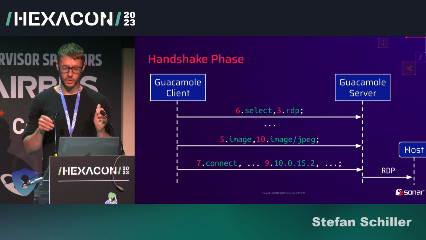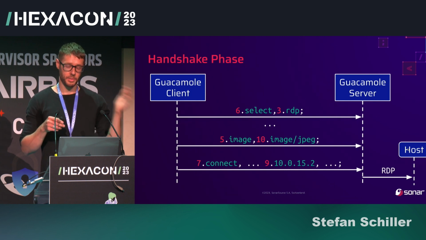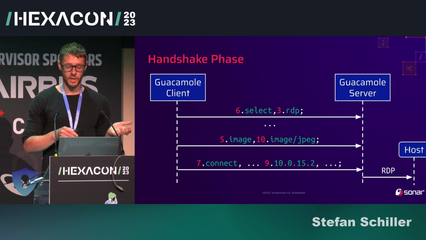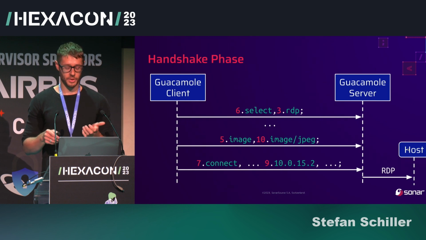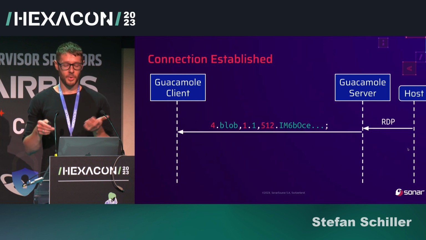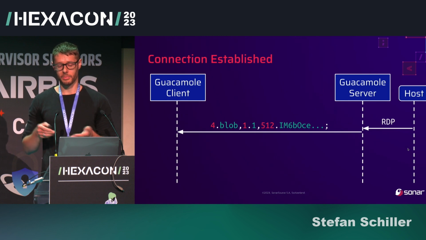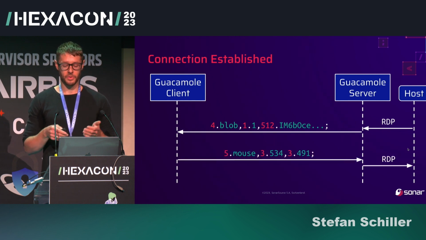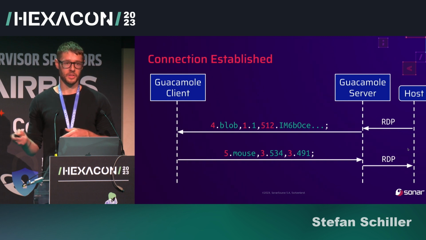This instruction contains all information required to make the RDP connection. So, for example, the IP address of the internal host, the port of the RDP service, and the credentials to use for the RDP connection. Once the server receives this instruction, it actually establishes the RDP connection to the internal host. At this point, the connection is established, and the RDP host can transmit its display data, which is forwarded to the Guacamole client via this blob instruction. Now the user can move the mouse, which is forwarded to the Guacamole server via this mouse instruction. The server translates this to the corresponding message and sends it to the internal host.